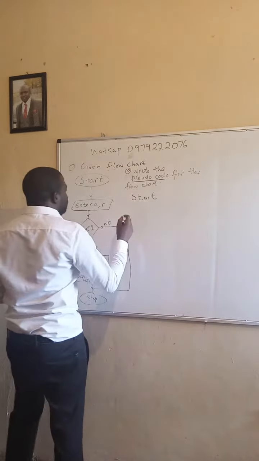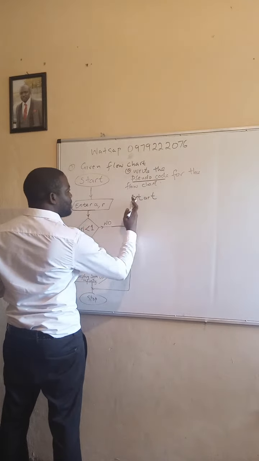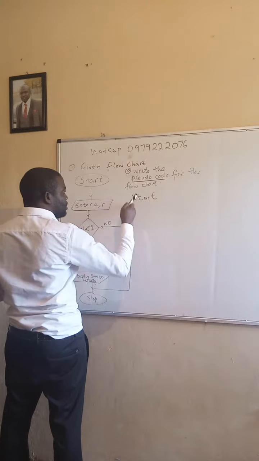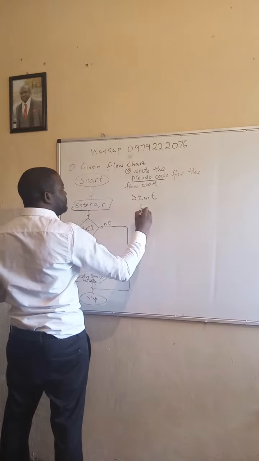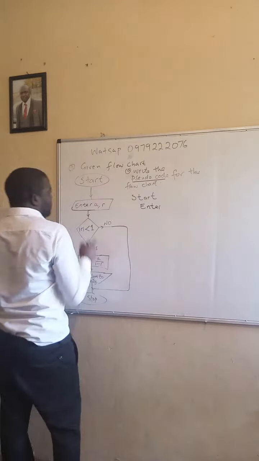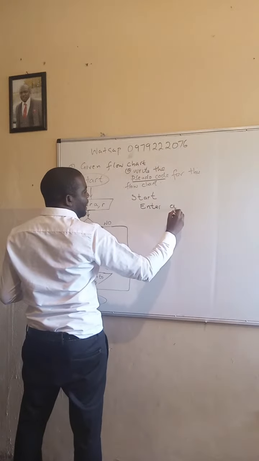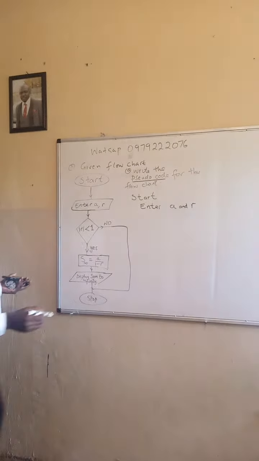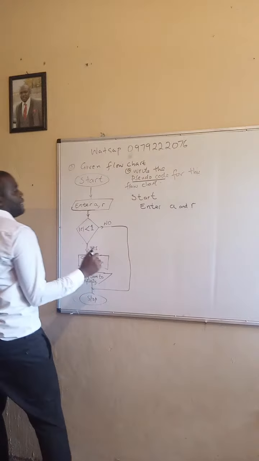Here, the second instruction, you see this start is in front a bit, and then the second instruction goes in front, somewhere here. Not this straight line, but leave a small space here. So you say enter A and R. You see, we are writing the pseudocode. You enter A and R.